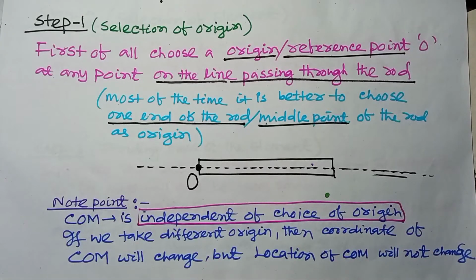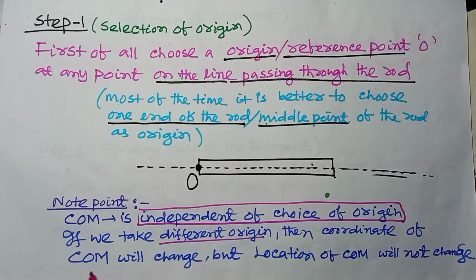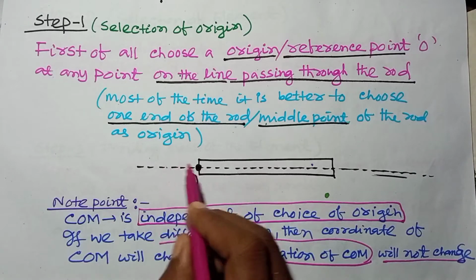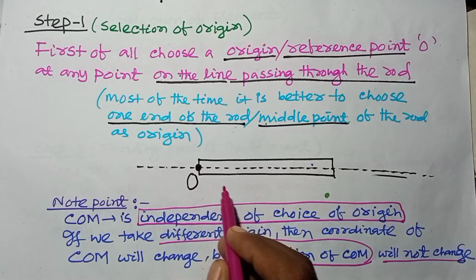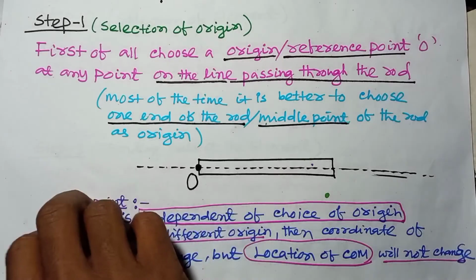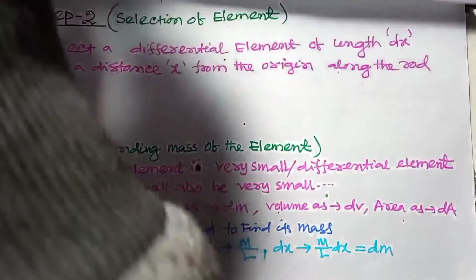If you take a different origin, then the coordinate of the center of mass will change, but the location of the center of mass will remain fixed. If I choose the origin to be here instead of there, then simply the coordinate of the center of mass would change, but the location of the center of mass will never change. So this is step number 1, that is the selection of origin.